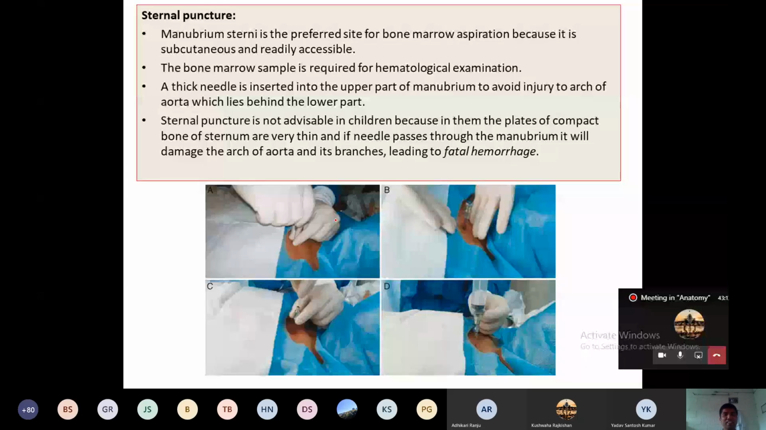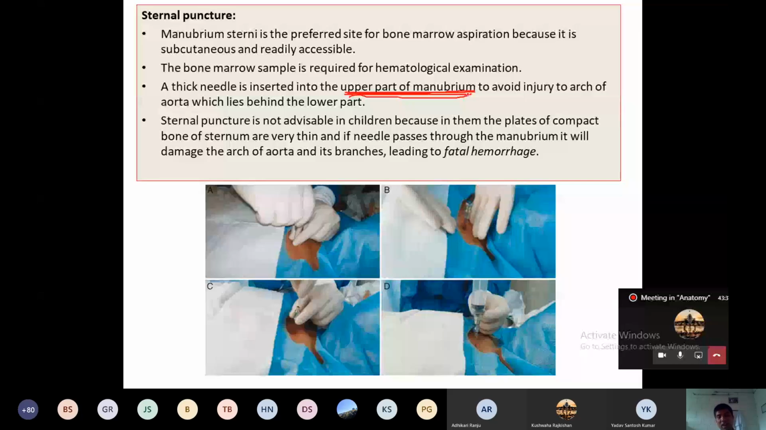Here special care must be given while doing the sternal puncture. The sternal puncture should be done from the upper part of the manubrium. Why not from the lower part? Because deeper to the lower part of the manubrium there lies a very important structure.